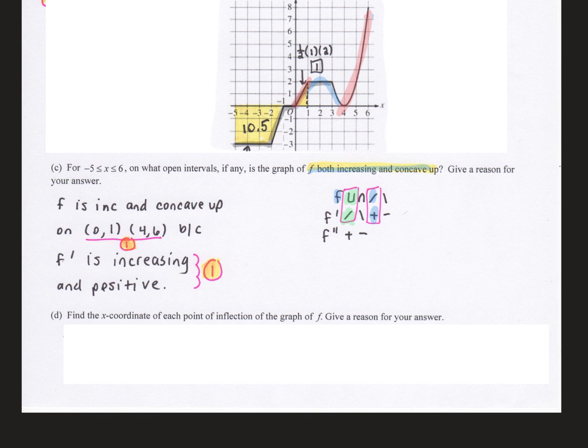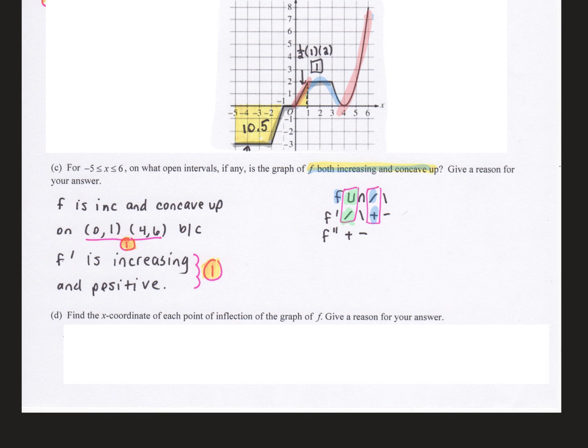Our reason is because f prime is increasing and positive. Make sure that you always reference f prime by name in your explanation. You could call it g if you wanted to, but f prime or g. You don't want to generically say it or the graph. You want to always use the names.